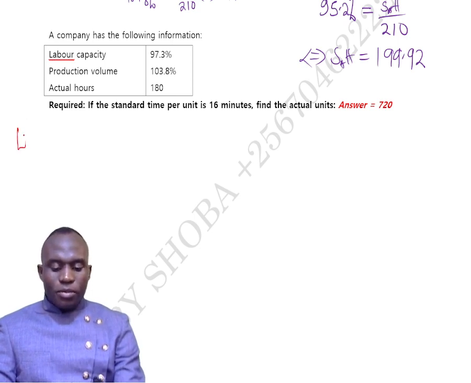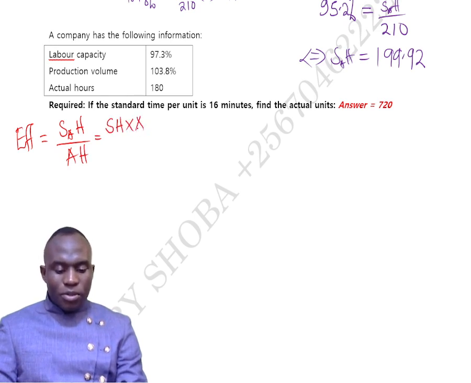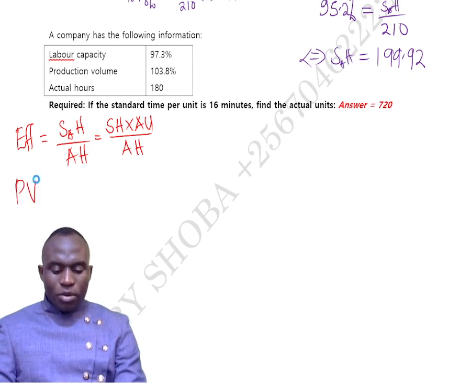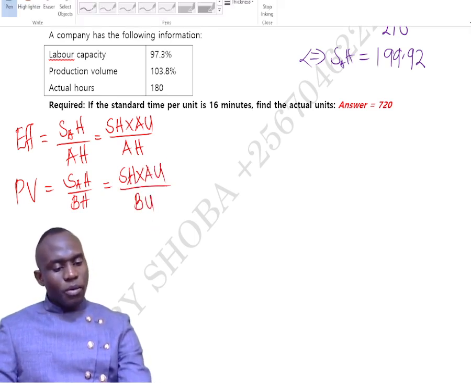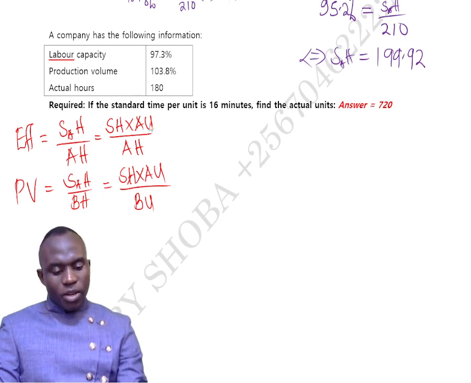Number one is the efficiency ratio, because efficiency is standard hours divided by actual hours, and this is standard time per unit times actual units divided by the actual hours. And the other one that has actual units is the production volume ratio, which is standard hours divided by budgeted hours. So this is standard time per unit times actual units divided by the budgeted units. Okay, so now they want actual units. This is what they want.